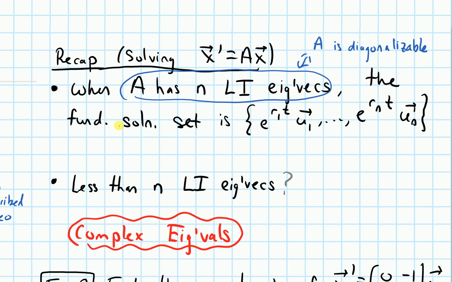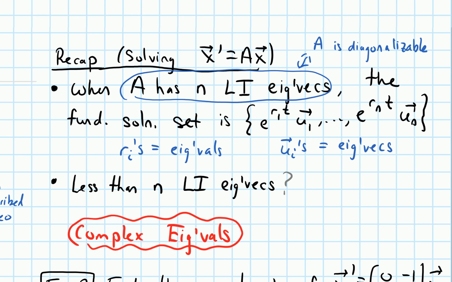Then the fundamental solution set, in other words, a set of n linearly independent solutions to our matrix ODE, is this: e to the r1t times u1, dot dot dot, up until e to the rnt times un, where the ri's are eigenvalues and the ui's are their corresponding eigenvectors. So when we have n linearly independent eigenvectors, we can form this solution set that has n linearly independent solutions.